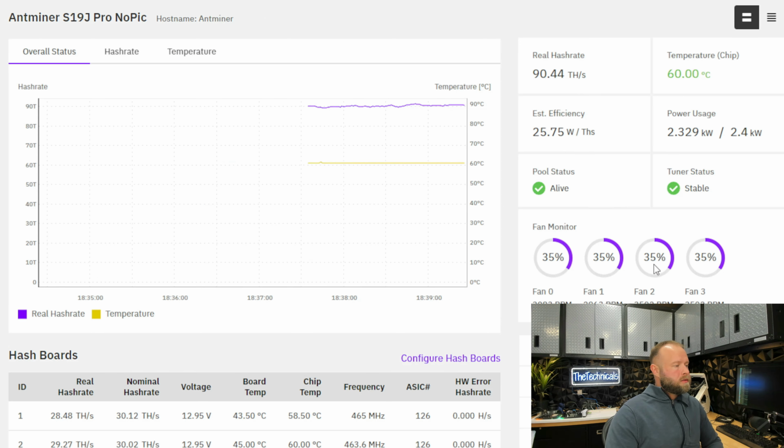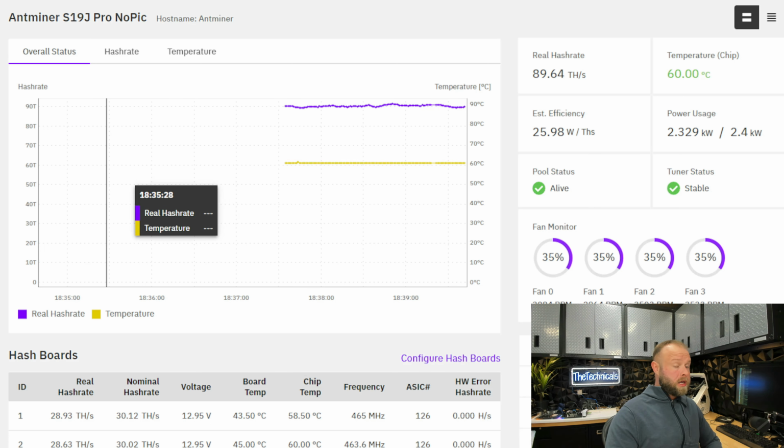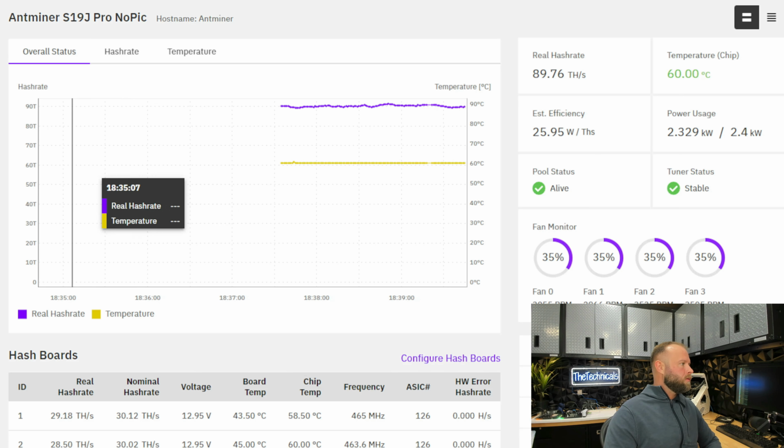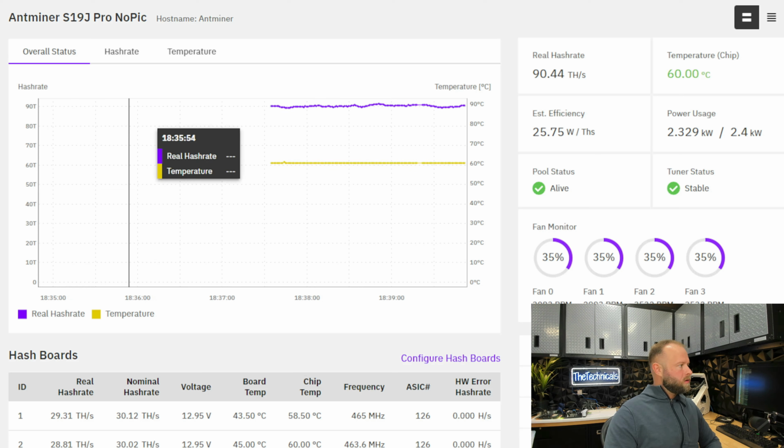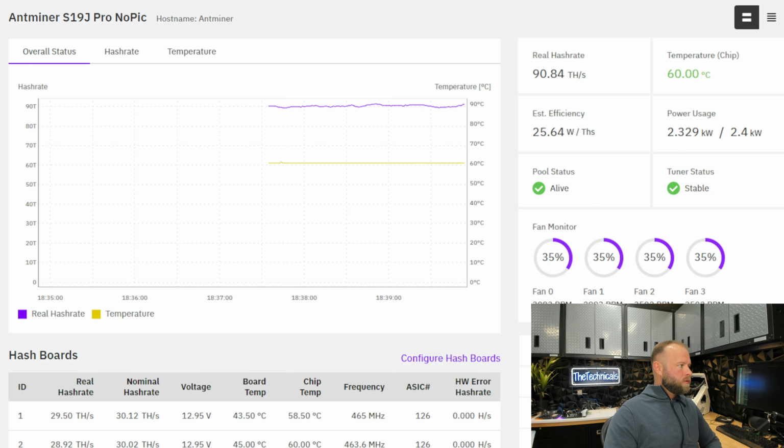But as of right now, this S19j Pro at 2400 watts, making 90 terahash. 102 is stock at 3050 watts. So the estimated efficiency, 25.88, fantastic. Going back to our list here, at the stock setting it was 29.9 watts per terahash in Braiins OS. So it may have been a little bit higher on that stock firmware, but everything in the 25 range. When you get down to 2000 watts or 1800 watts, you're looking in the 24 and even 23, kissing into the 23 watts per terahash range.